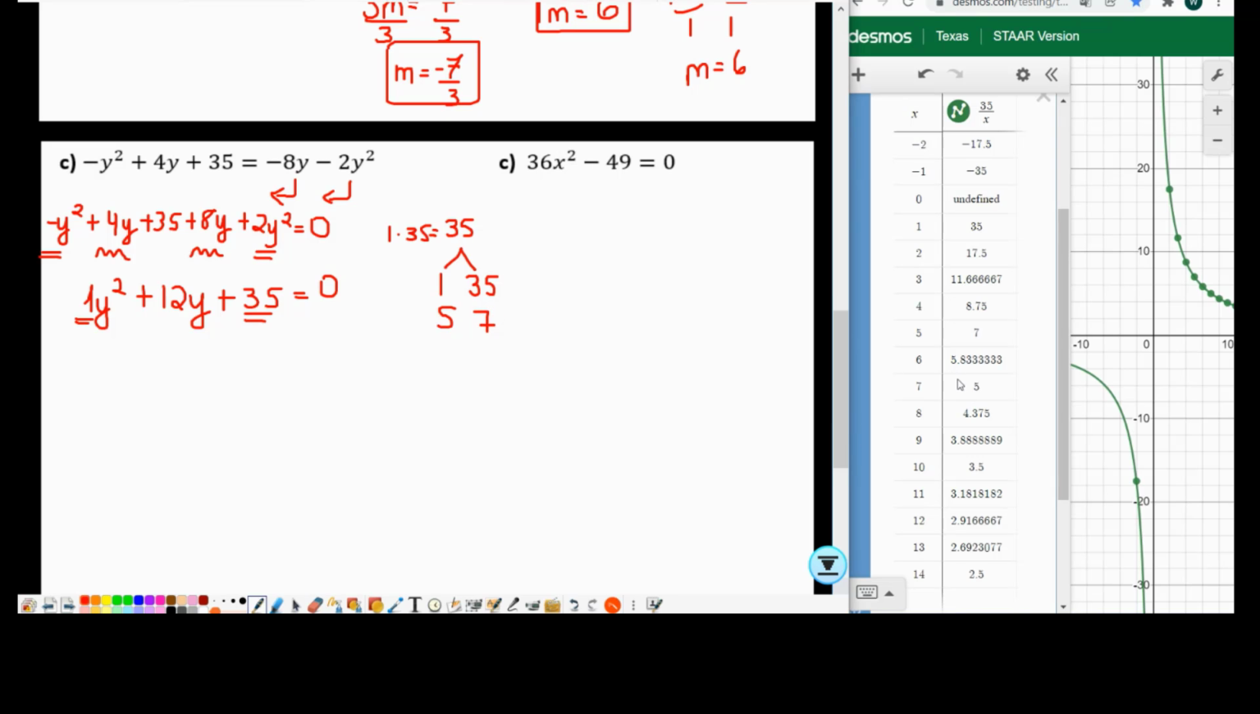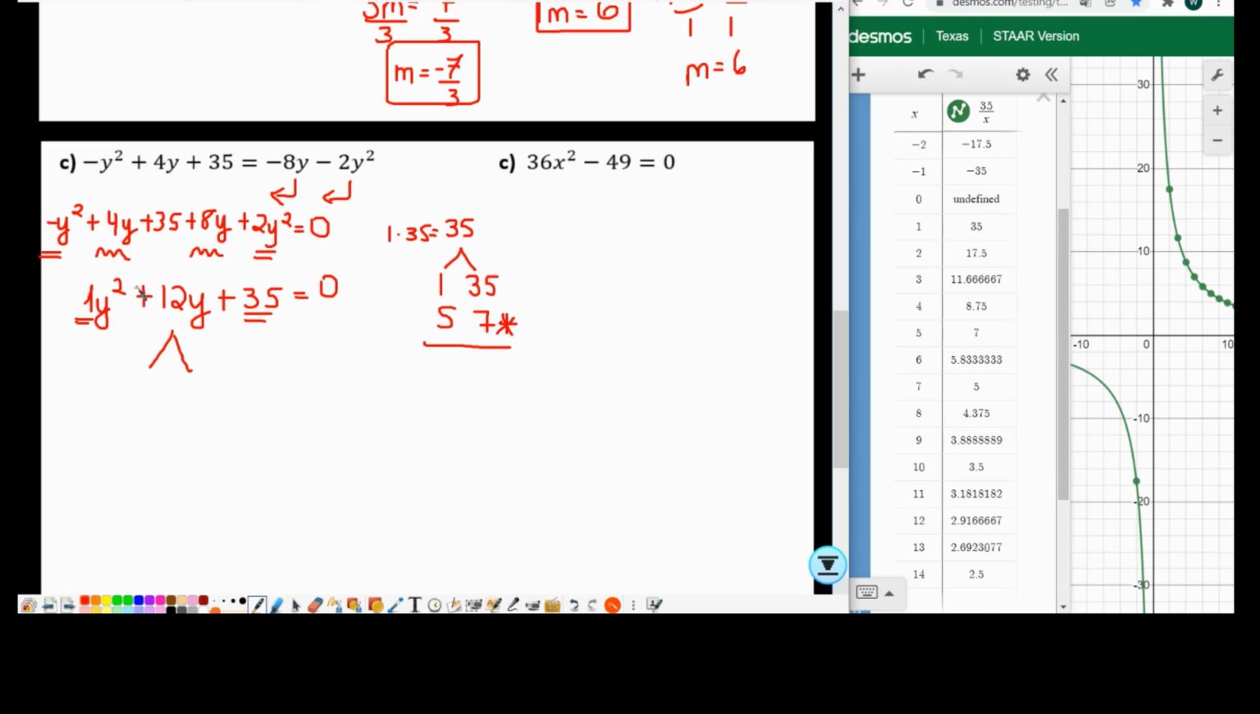And then 6 doesn't work. And the next number is 7, but 7 is already part of the list. Now I focus my attention on the middle term. The middle term is number 12. And I ask myself, what pair of numbers here give me 12? In that case, it would be 7 and 5. 7 and 5, if you add them together, gives you 12.